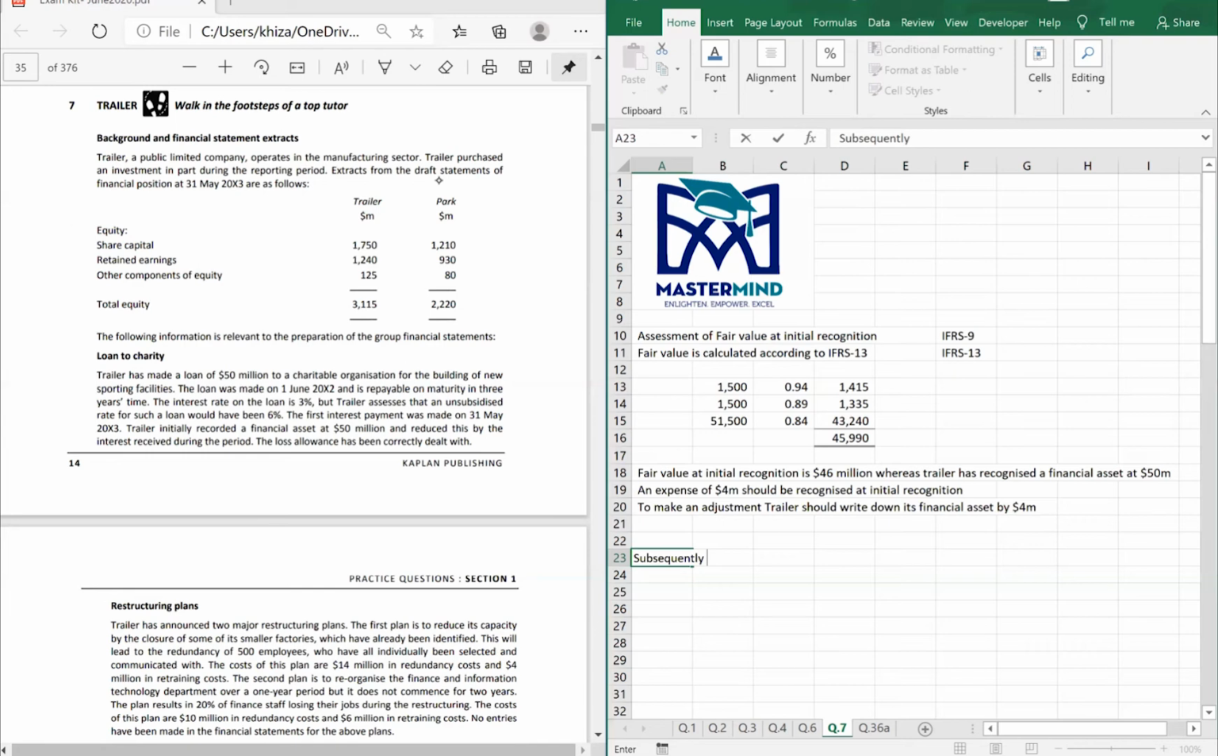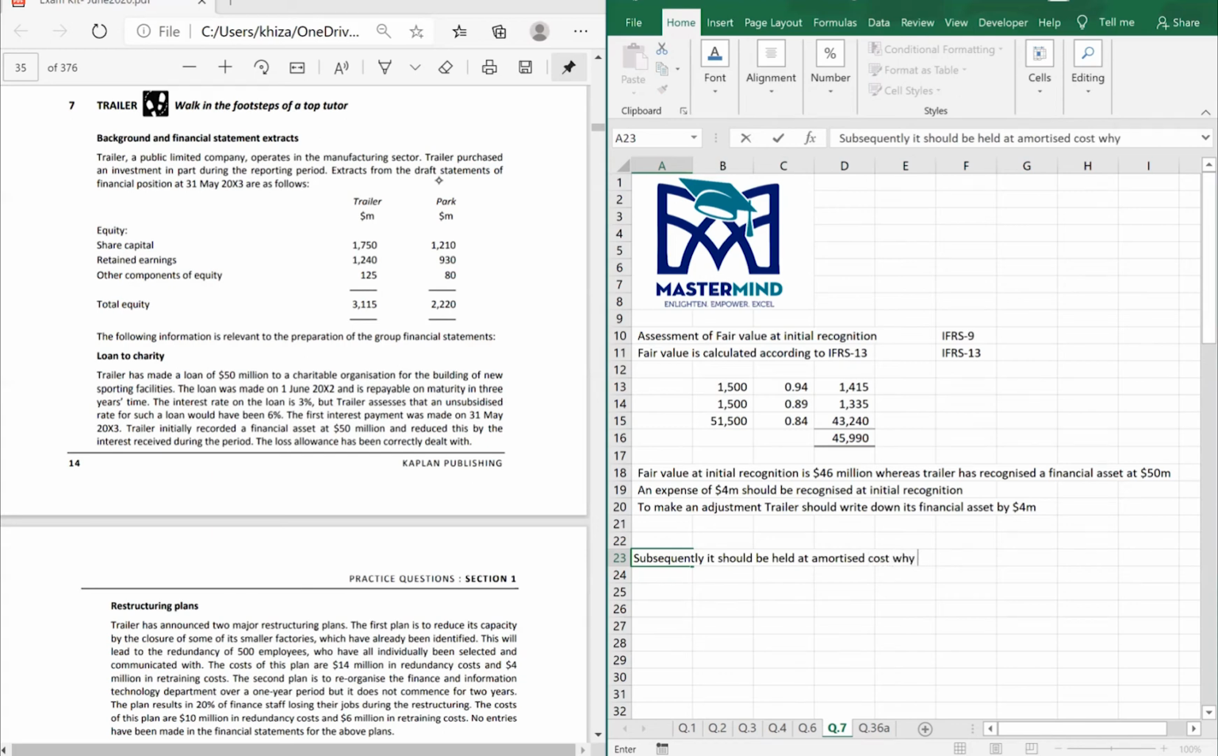The business model test is also being satisfied, reason being that you will hold it till maturity. You will not sell off this loan to someone else. You will get all your cash flows from it till maturity. So subsequently it should be held at amortized cost. Now don't stop at this.